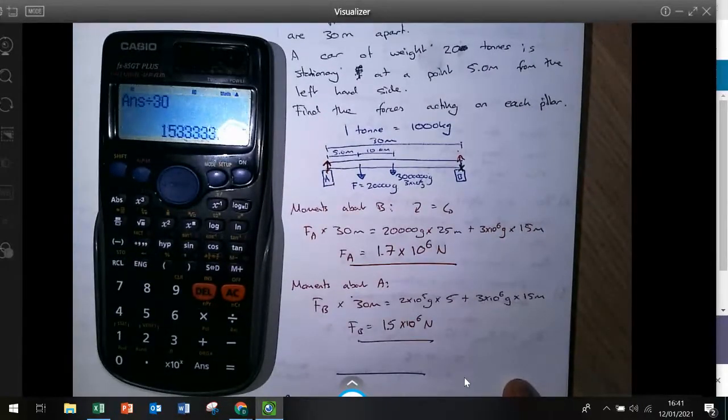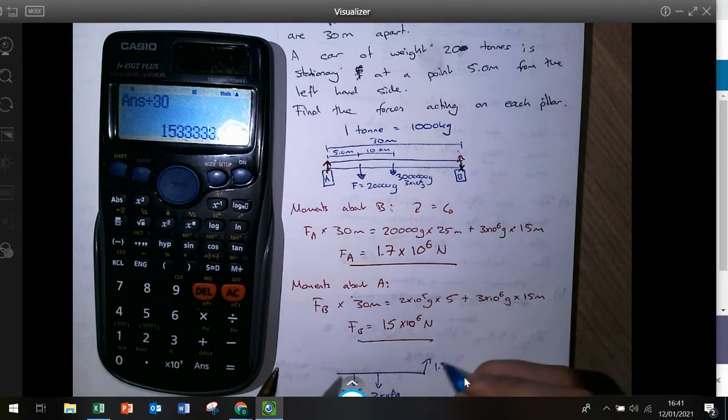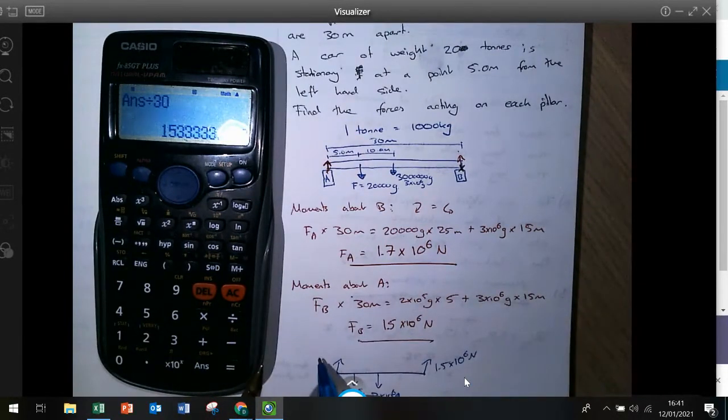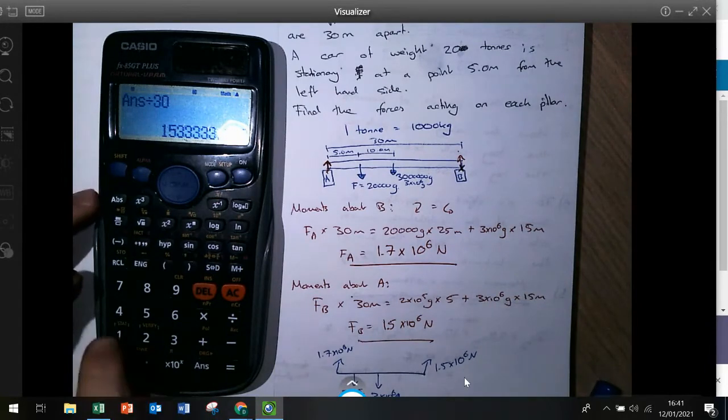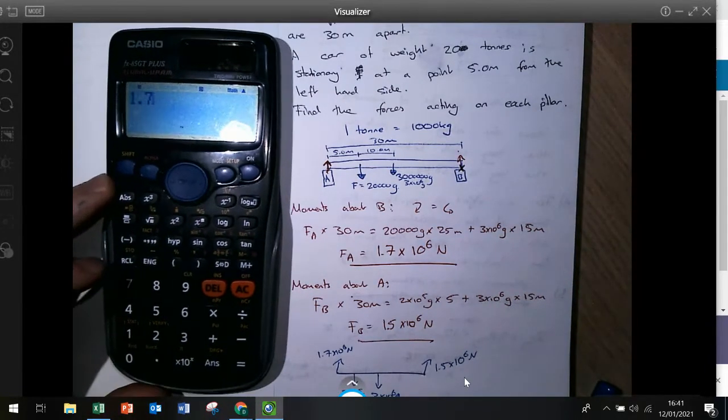and we have a force down on it, so we've got 3 times 10 to the 6 G, we've got 2 times 10 to the 5 G, and we've also got some forces up. So this force B is 1.5 times 10 to the 6 newtons, and we've got our force A is 1.7 times 10 to the 6 newtons. Let's see if all the upward forces equal the downward forces.